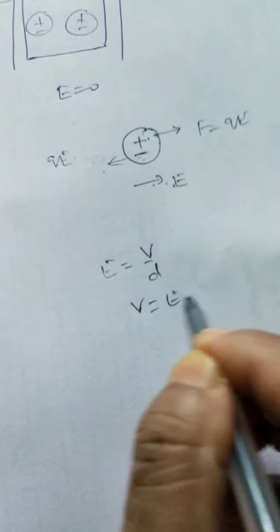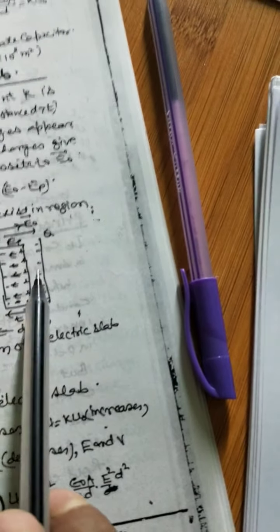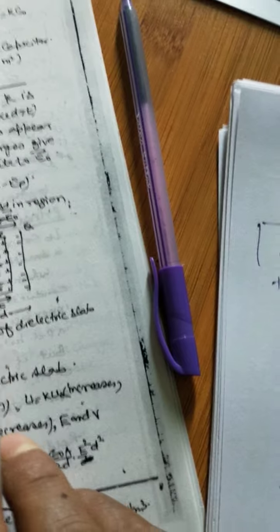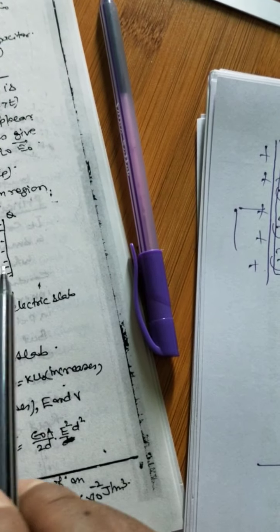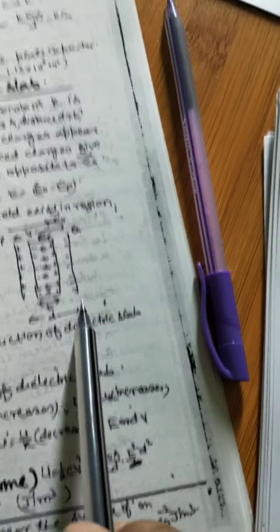So what will be V? V is equal to E into D. So here we have one potential difference produced by the dielectric, and one produced due to the air. Here T is the thickness of the dielectric slab and D is the distance. It means that D minus T distance will be the air.